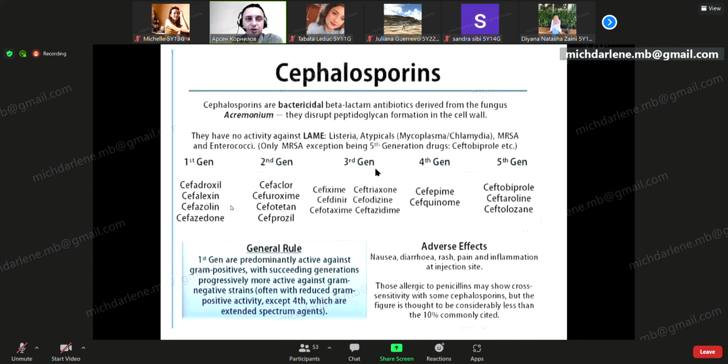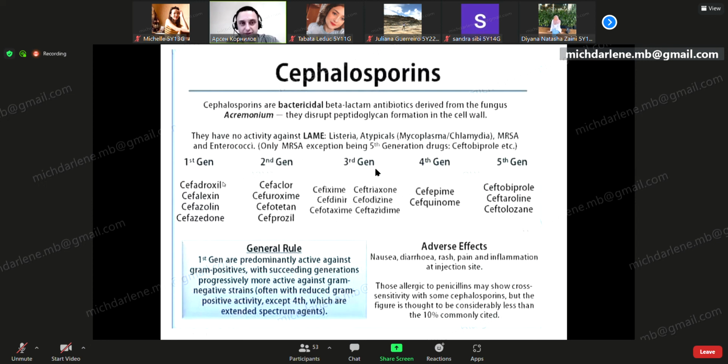First generation of cephalosporins have an action on gram-positive flora. And every next consequent generation makes the spectrum wider and wider and wider, absolutely the same as it was for penicillins. And actually this rule is even written on this picture. Yes, the first generation is predominantly active against gram-positives.